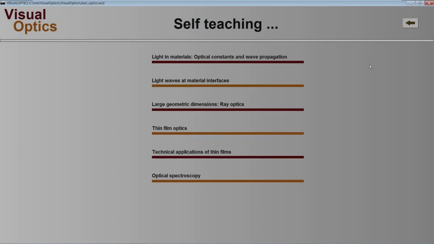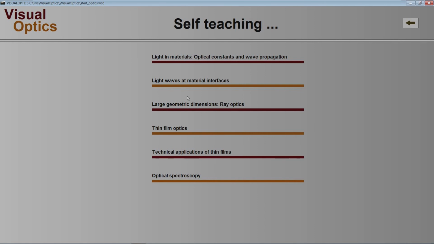Hello again. In one of the previous tutorials, we have talked about optical constants and wave propagation within materials concerning the speed of light and the absorption of radiation. This tutorial is about interfaces between two different materials.